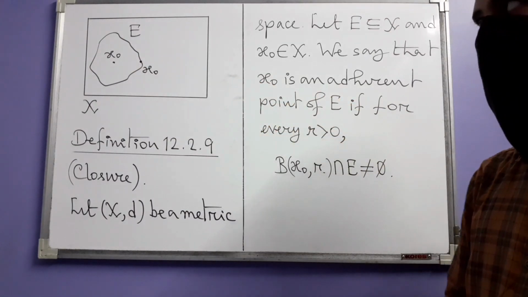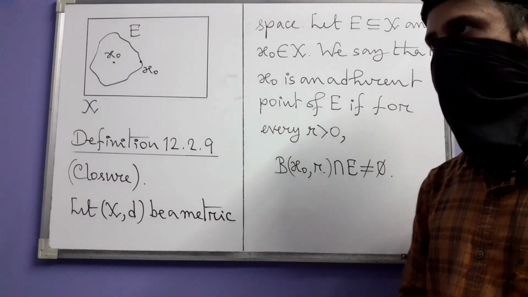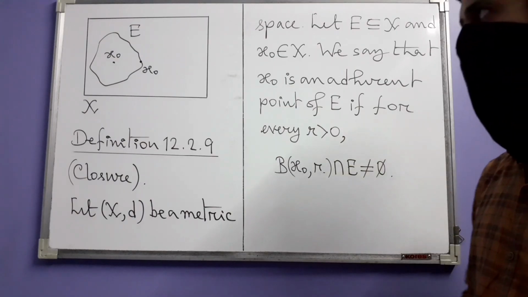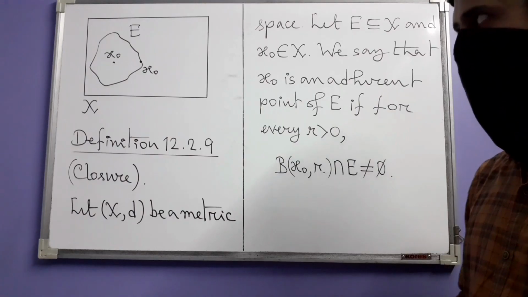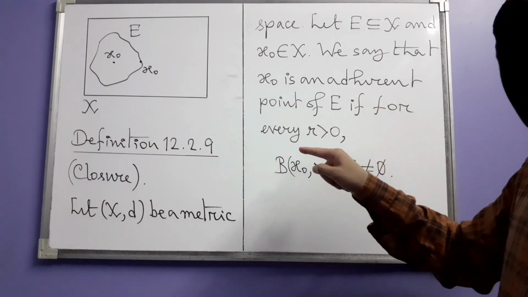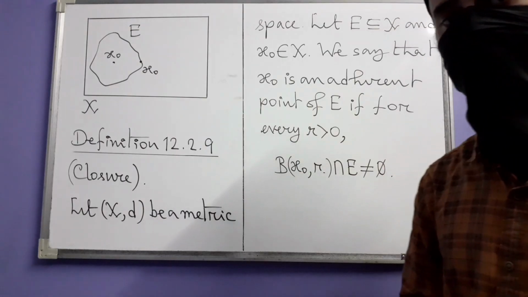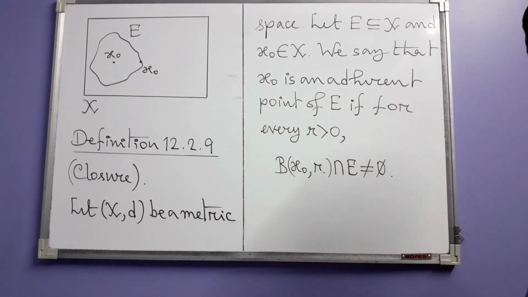So does this at least vaguely tell you what is the relationship between an adherent point and an interior point and boundary point? It seems like an adherent point is either an interior point or a boundary point, and actually that is true.